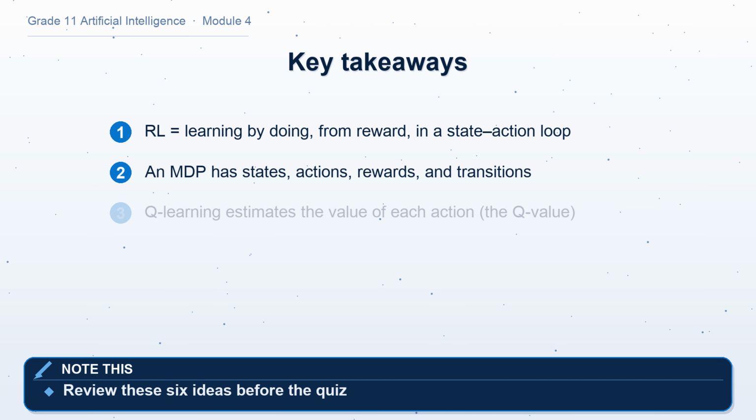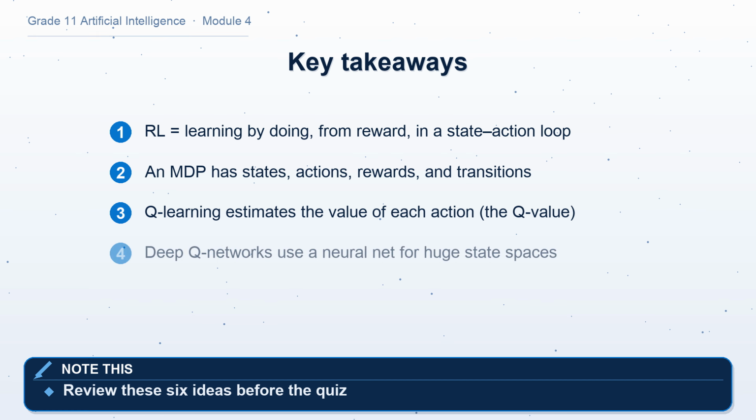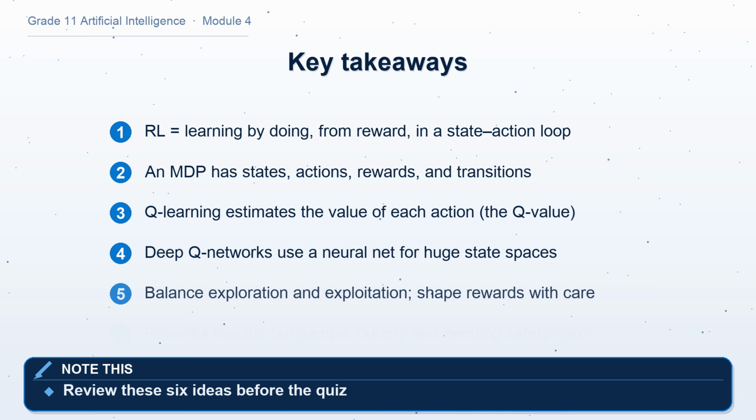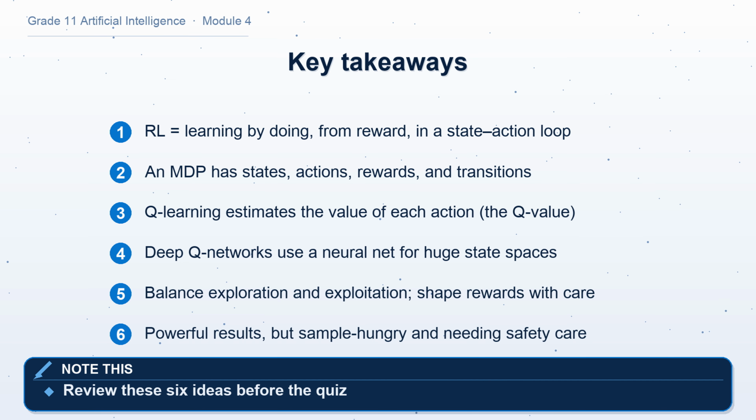Deep Q networks use a neural network instead of a table for huge state spaces. An agent must balance exploration and exploitation, and we shape rewards with care. The results are powerful, but the methods are sample hungry and demand attention to safety. Now, let's check these ideas with 3 quick questions.